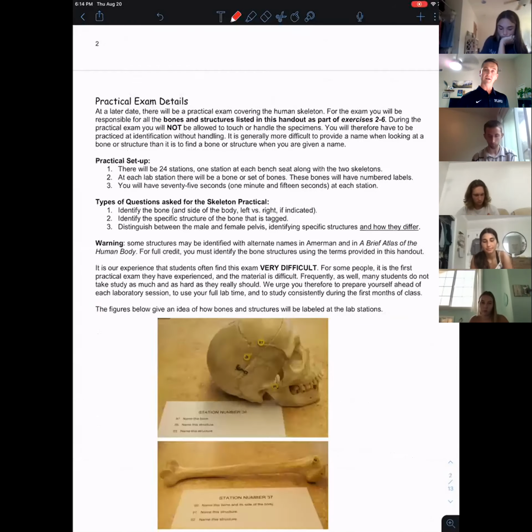Another question could be name what side this is. Is this a right or a left? So then you need to figure out if that's a right or a left femur. And then lastly, you need to figure out some structure.